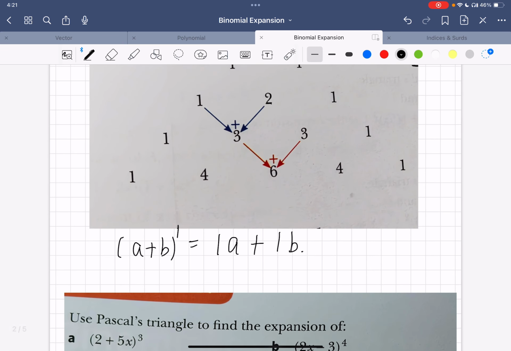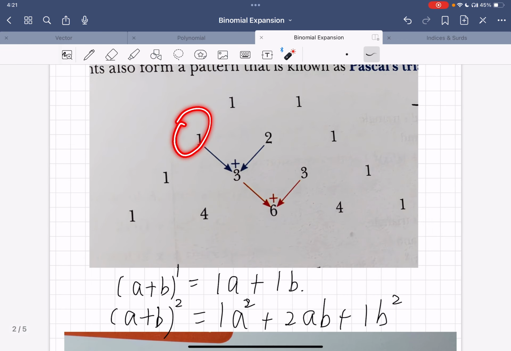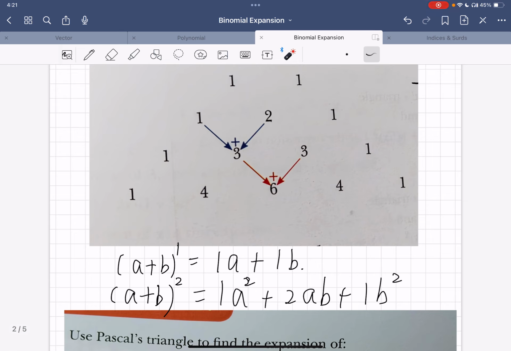What if we've got higher powers? For example, we have a plus b to the power 2. So this is quite simple. We've learned this one previously, right? It equals 1a squared plus 2ab plus 1b squared. So the pattern shows that it's 1, 2, 1. And following this pattern, when we've got power 4, we have the last line here, right?